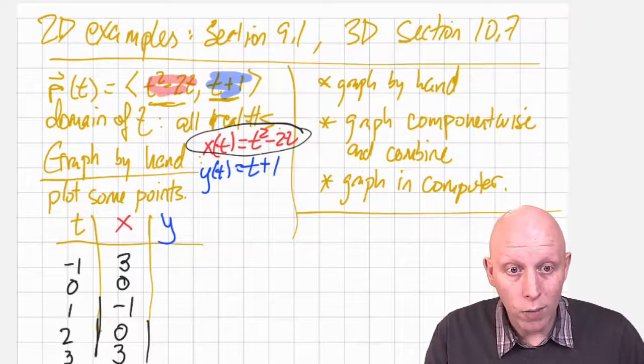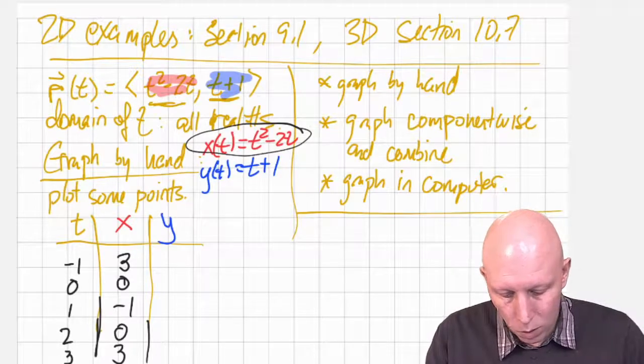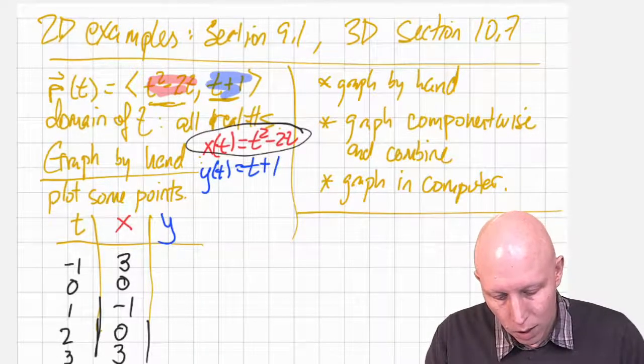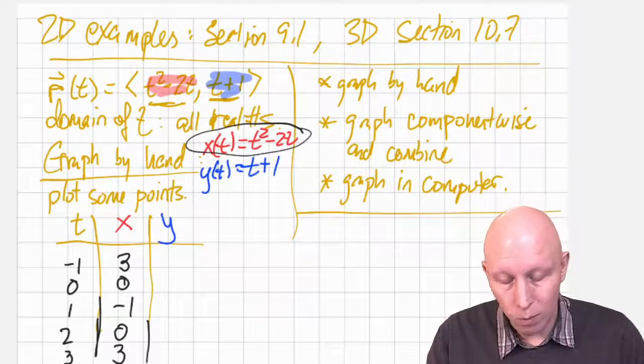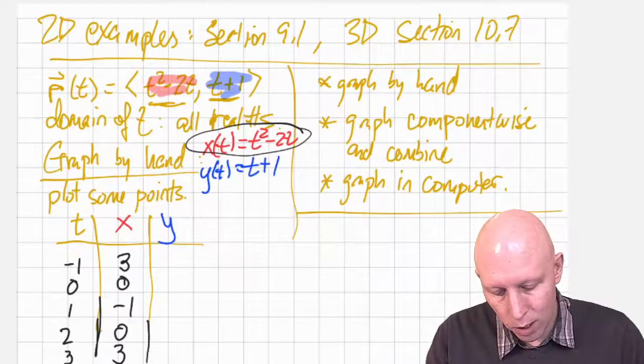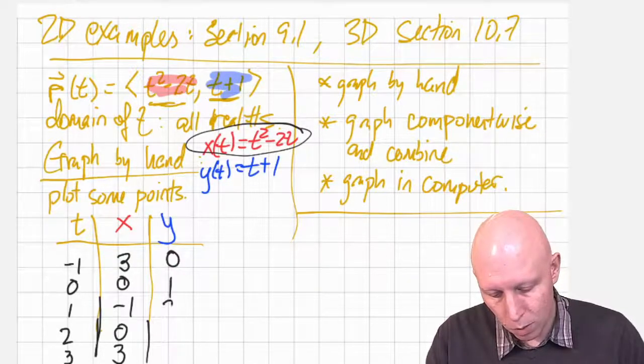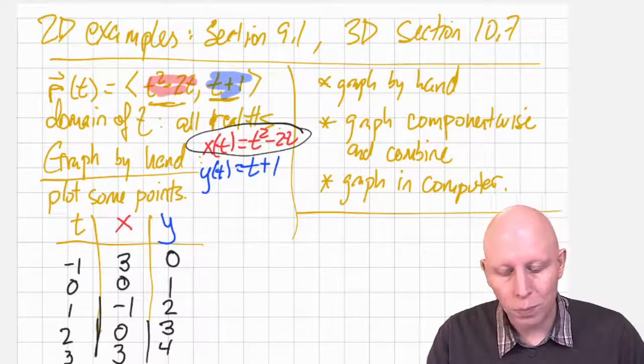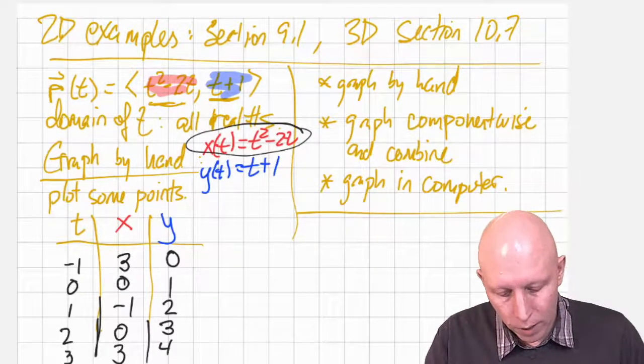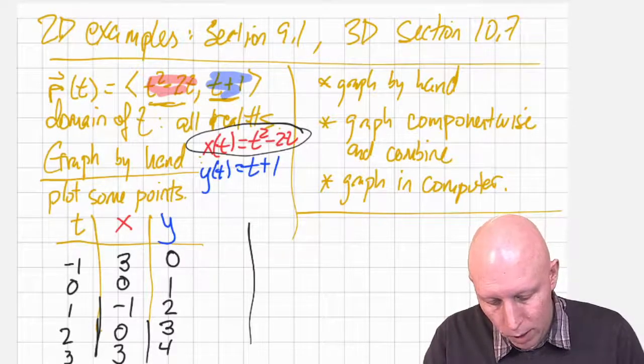Now let's do the y values of this function. So the y values, we plug in t into t plus 1. So negative 1 into t plus 1 gives us 0. 0 into t plus 1 gives us 1. 1 into t plus 1 gives us 2. 2 into t plus 1 gives us 3, and 3 gives 4. Okay, so those are our points.